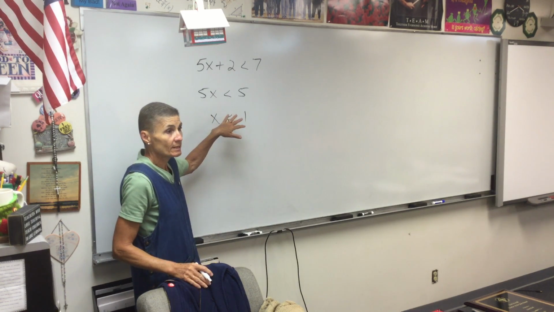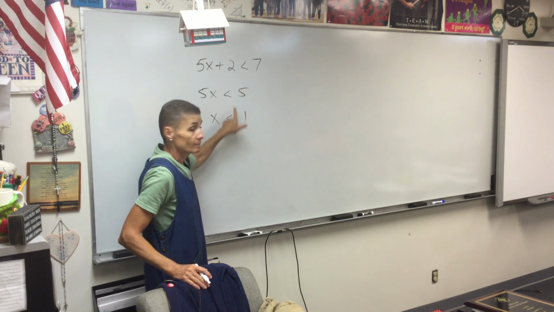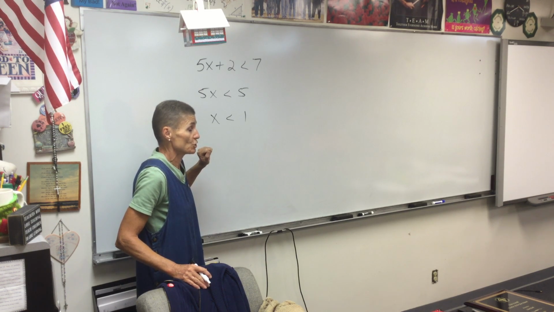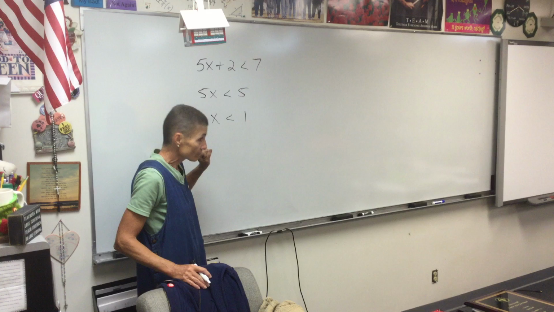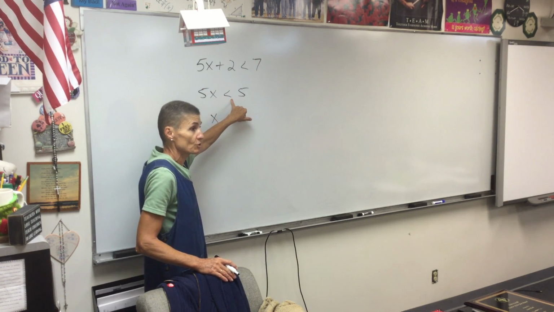By the way, while I'm here, remember in an inequality, there's a special rule for division. What's that rule for division, Jason? Divide by a negative, flip the sign. Exactly. So if this had been a negative 5, then that would turn around to a greater than.